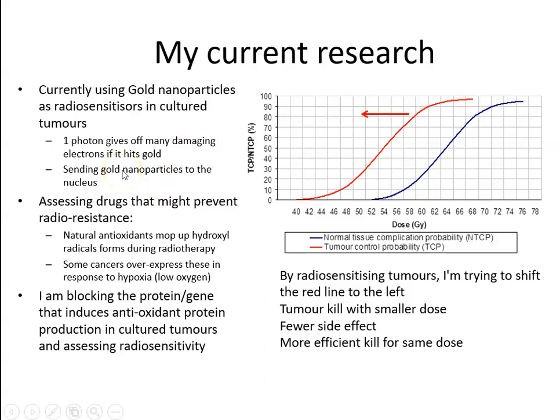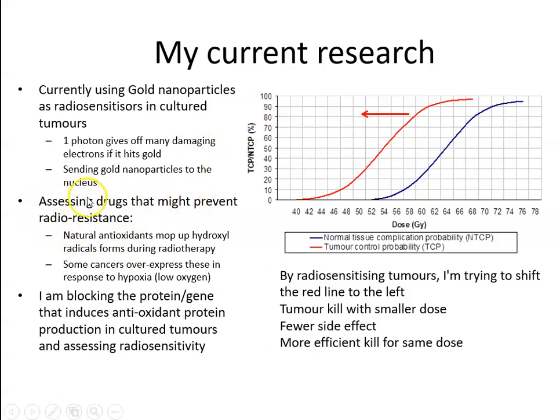So I'm using this as a radiosensitizer with the aim of moving this peak here down in this direction. So I'm hoping to achieve 100% tumour cell kill. I'm hoping to give a lower dose of radiation in the presence of these gold nanoparticles, which themselves are pretty chemically inert. Now, a lot of those hydroxyl ions and radicals that are given off are mopped up by natural antioxidant proteins and natural antioxidant chemicals that are created within cells.